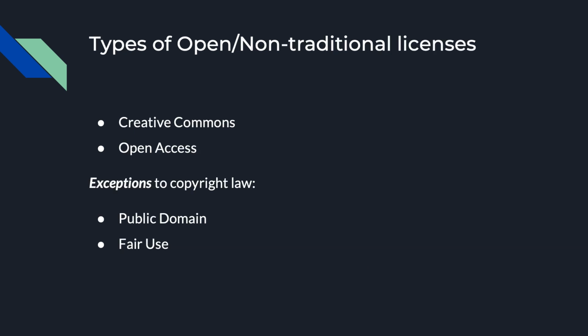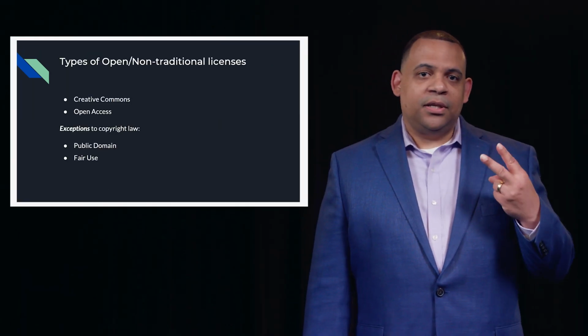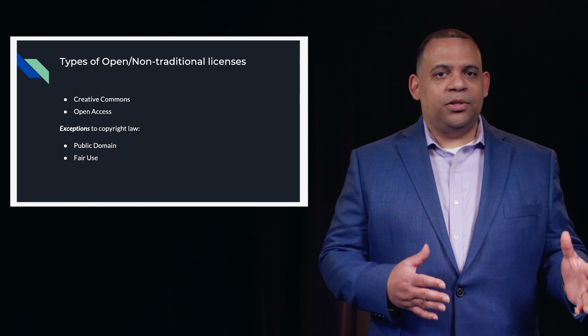Now, there are two popular types of open content: Creative Commons open licensing and open access. But before we explain what those are, I want to highlight two other alternatives or exceptions to copyright law. The first is the public domain, which refers to all expressive works that are not protected by any right of copyright. The second is fair use, which I've already mentioned.